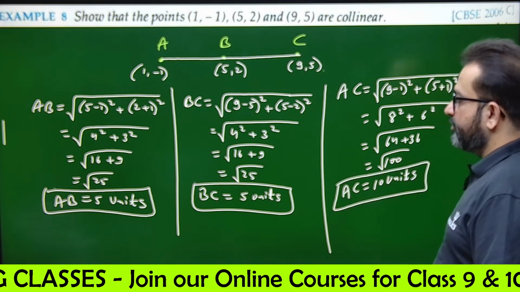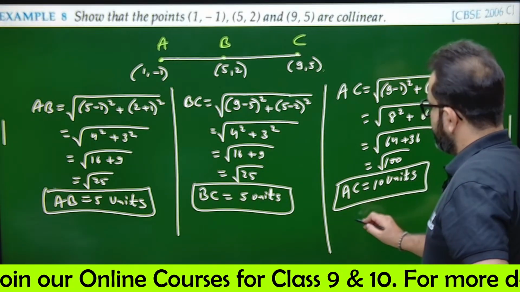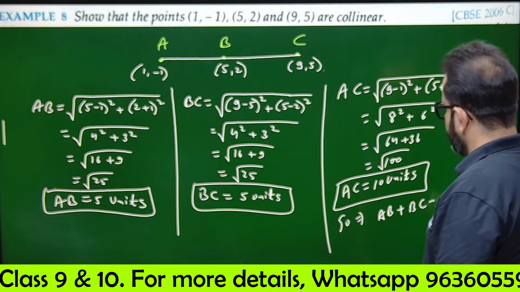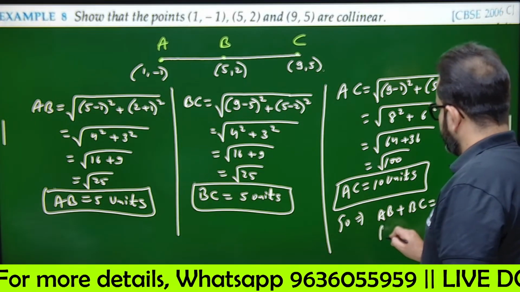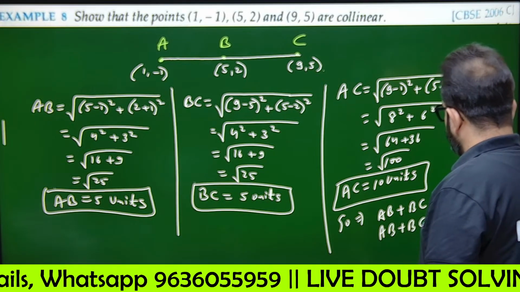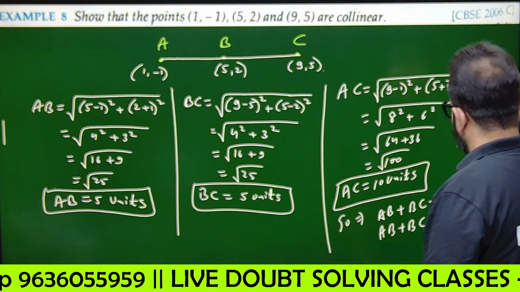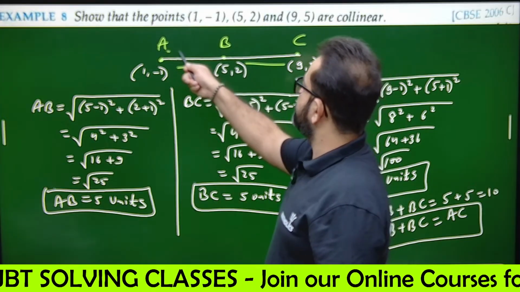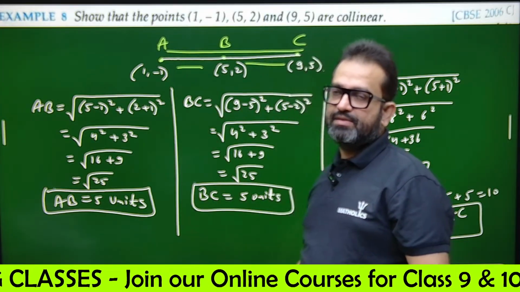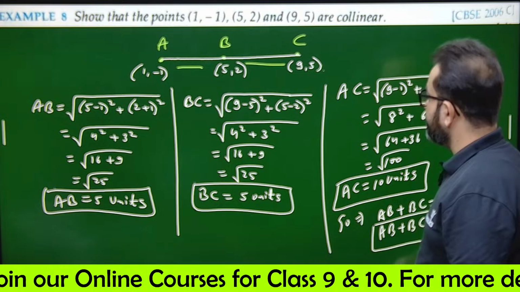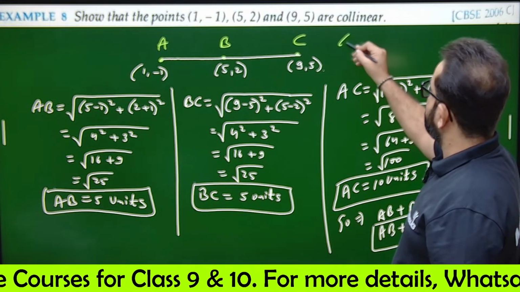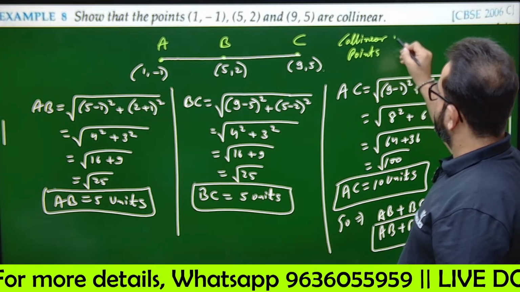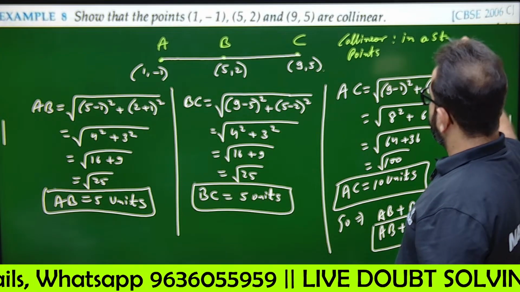So is this thing proved, that 5 plus 5 equals 10? AB plus BC equals 5 plus 5, that means AB plus BC equals 10, and 10 is nothing but AC. If this part plus this part is equal to this part, these points are going to be collinear. Collinear means in a straight line.